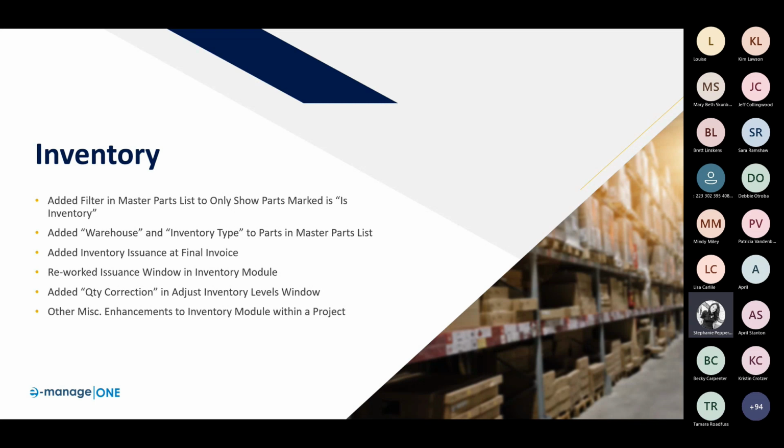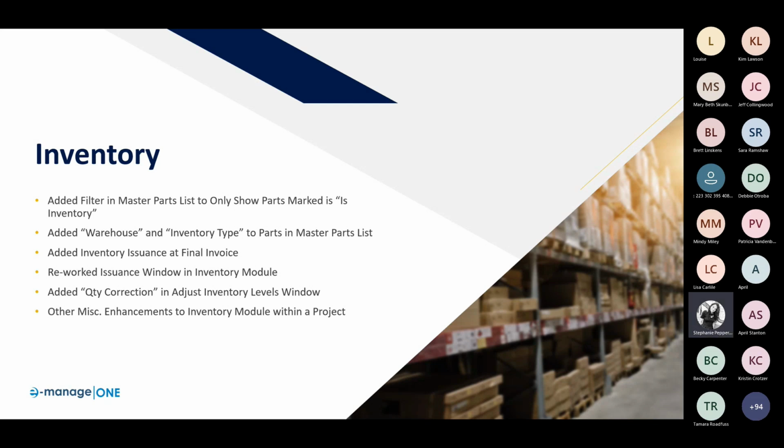We've also added warehouse and inventory type to the master parts list grid. So when you do some analyzing or some searching of your inventory parts, you'll also be able to see in the grid what warehouse those inventory parts are connected to and the type of inventory that it is. So it's just a couple of adjustments to the master parts list to be able to analyze that inventory in a little bit of a different way.